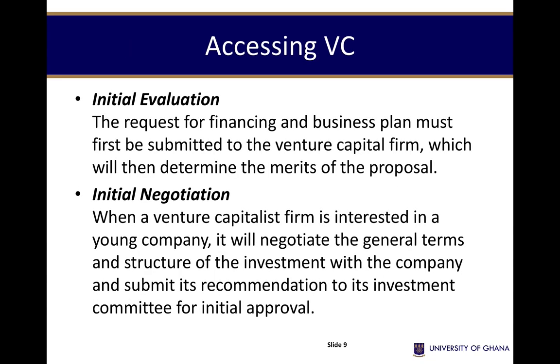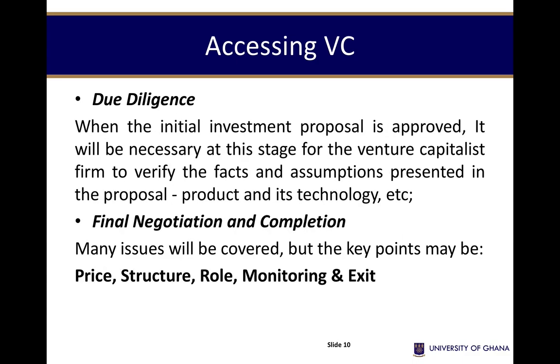Those are the differences. Now, when you want to access venture capital, for example, which is capital usually targeted at young and sometimes startup firms, the request for financing and business plan must first be submitted to the venture capital firm, which will then determine the merit of the proposal. Then we move on to the initial negotiation. If the venture capital firm is interested in the young company, then it will negotiate the general terms and structure of the investment with the company, and then submit a recommendation to the investment committee of the venture capital firm for initial approval.